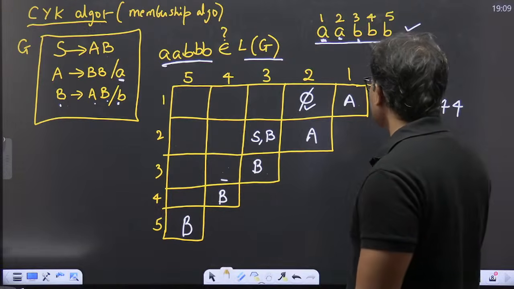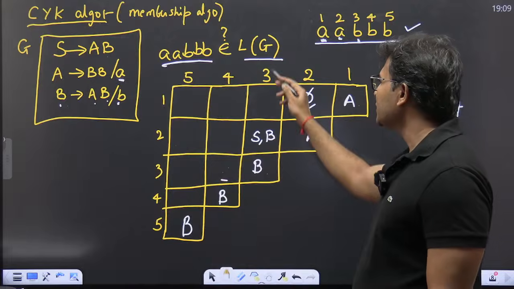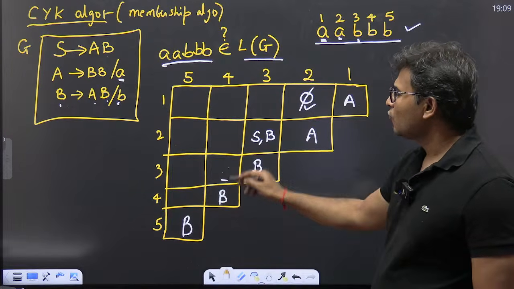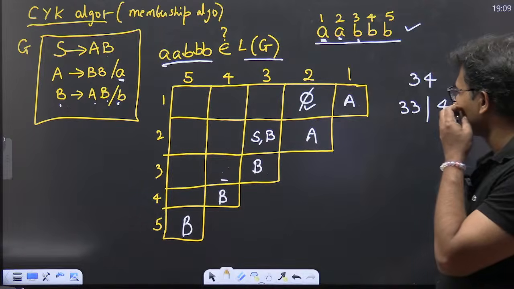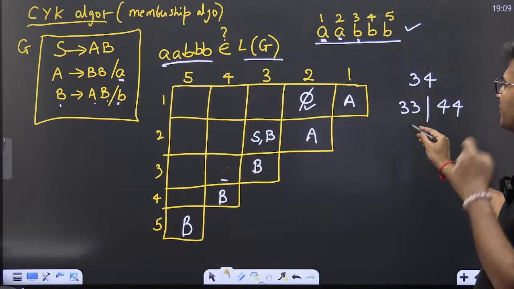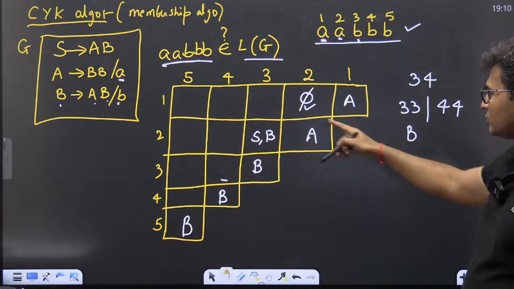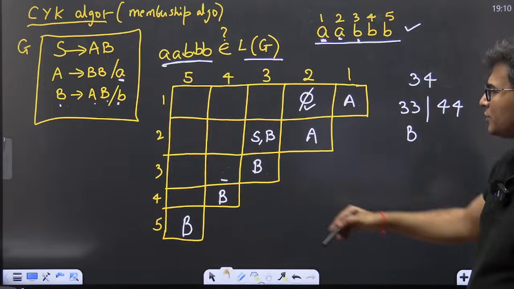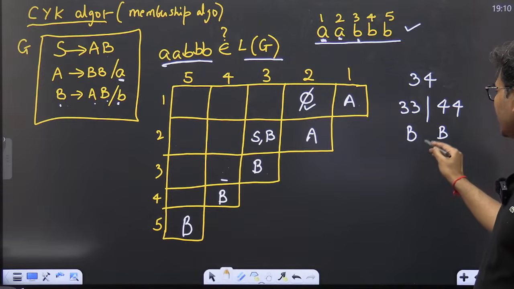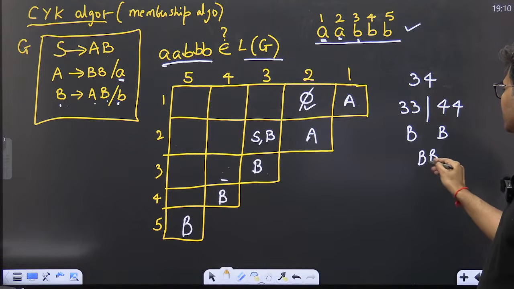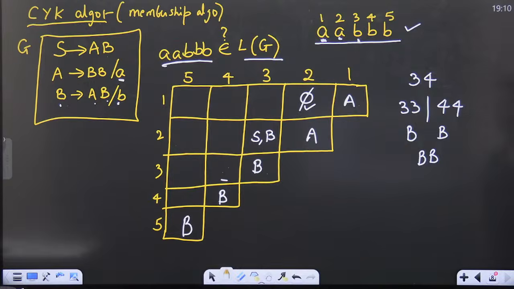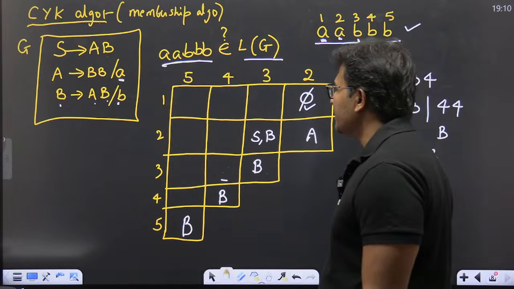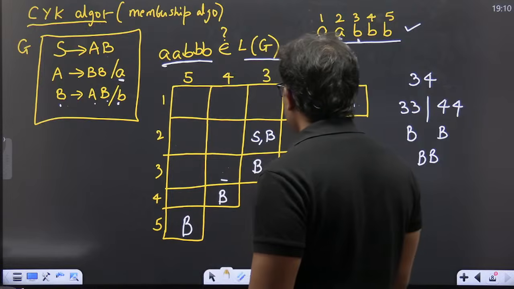Okay, 3, 3, 4, 4. So 3, 3 is B and 4, 4 is also B, right? So BB.